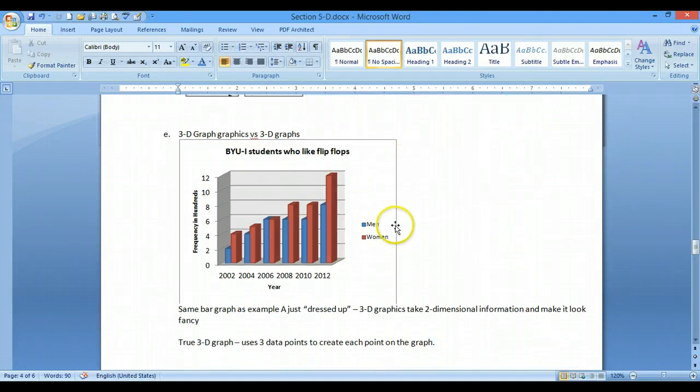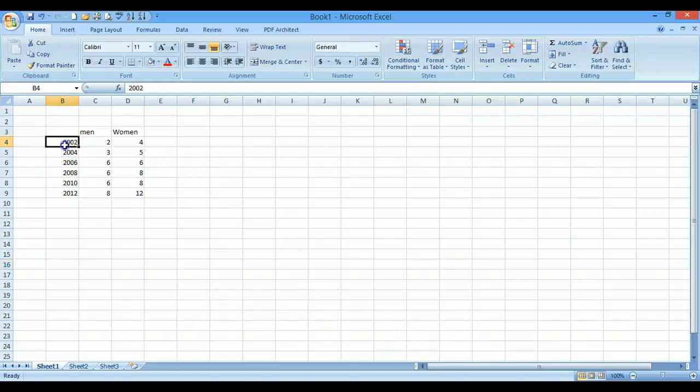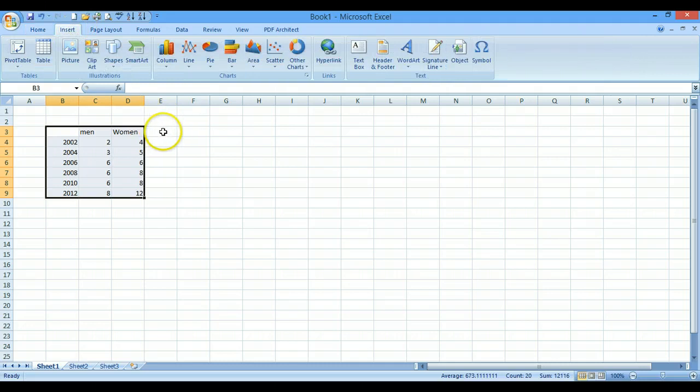The next is 3D, and we're going to talk about the graphics versus a 3D graph. Now, I think a lot of you know how to do graphs in Excel, but I'm going to go ahead and go through it anyway. Here's my data, and we're going to come into Excel and just throw in some really random numbers. And so I have my categories of men and women. If I had a third, I could put that in as well, for children or whatever kind of information you're creating.